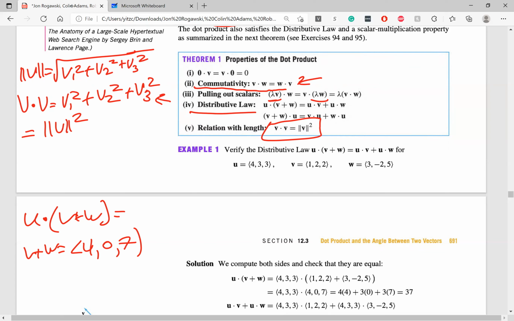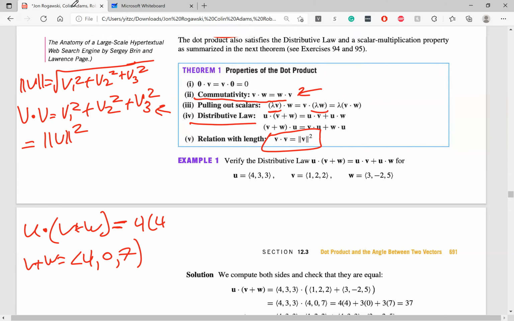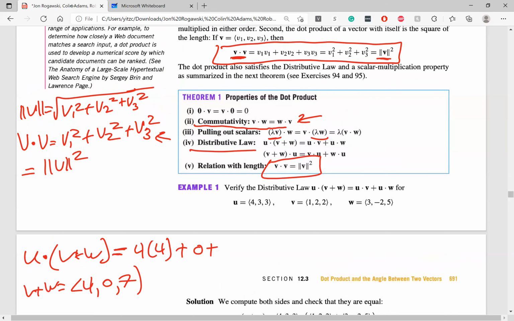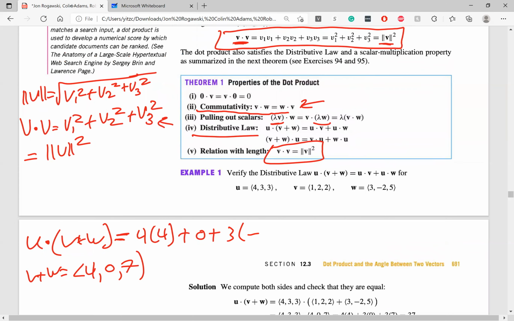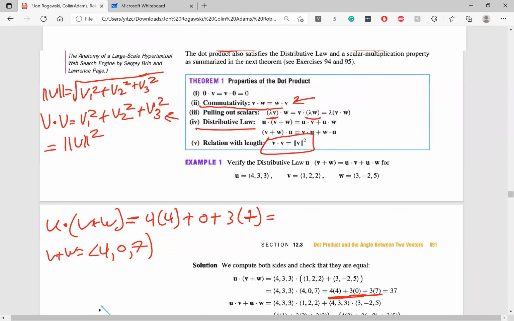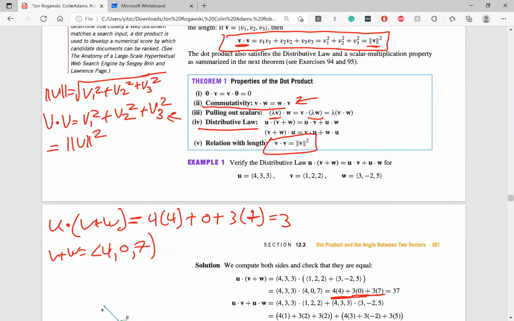And then when you dot it with u over here, you're going to get 4 times 4, plus 0 times 3, which is 0, plus 3 times 7. Okay, so that's what you get here. 4 times 4, plus 0, plus 3 times 7. And that is 37. Okay, so we got one side.